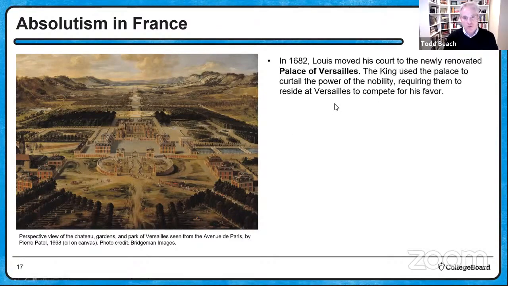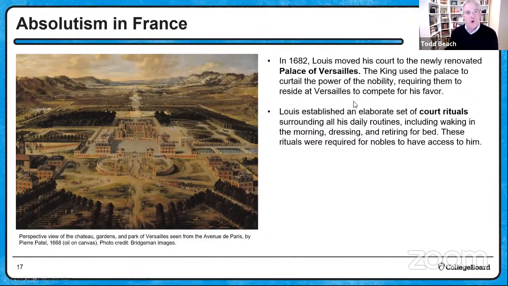In 1682, Louis is going to move his court to the newly renovated Palace of Versailles. It was actually his father's hunting lodge. So, that's what everyone's hunting lodge should look like, of course. The king used the palace to curtail the power of the nobility, and he required them at different times of the year to stay and live at Versailles, in part so he could spy on them, but in part so they always knew that he was the king and they were lesser than that. He established an elaborate set of court rituals: all of his daily routines, waking in the morning, dressing, retiring for bed, and everybody has to pay attention to him.